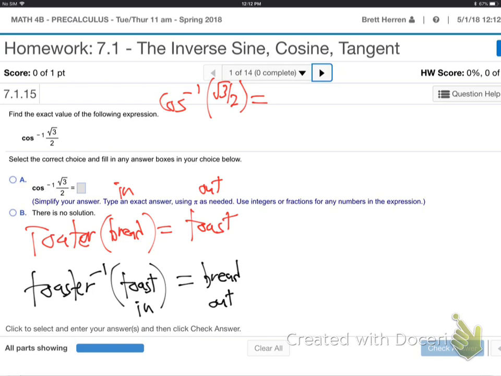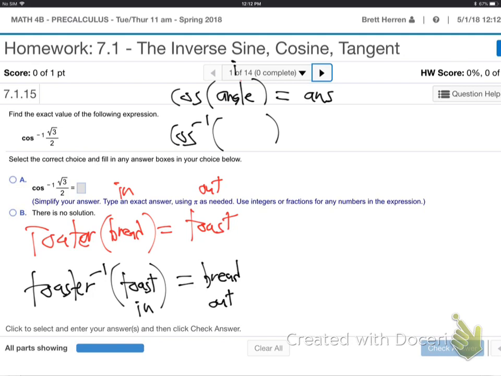Okay, so let's think about a normal cosine, sine, whatever. What do you put into cosine? You put in angles, don't you? Like 30 degrees, 60 degrees, 45 degrees, whatever. And what you get out is an answer. Square root of 3 over 2, a half, whatever. So therefore, for an inverse cosine, what you put in, what you get out.